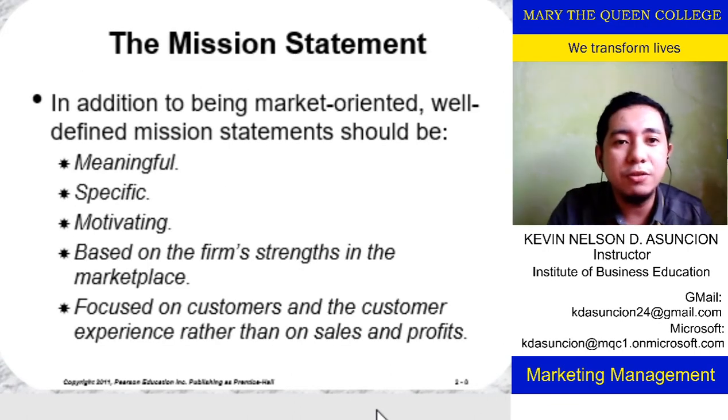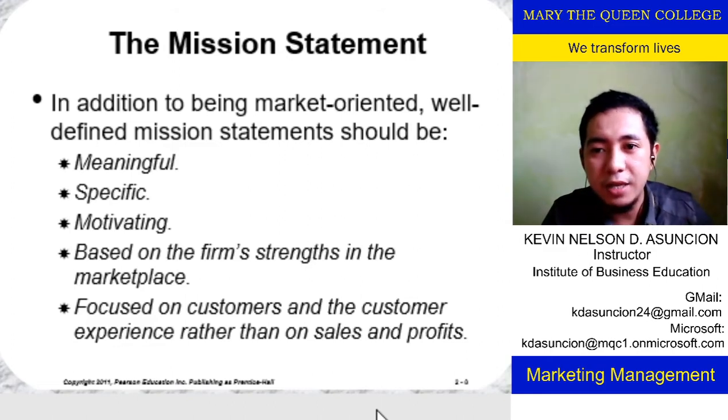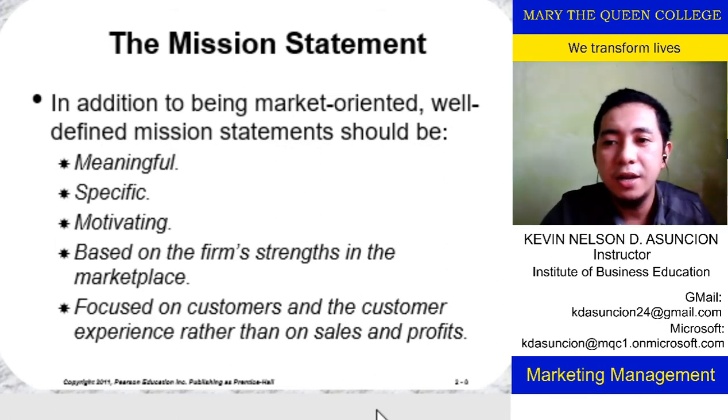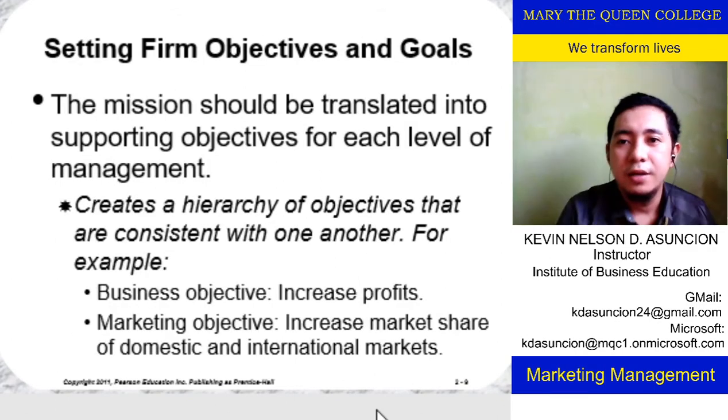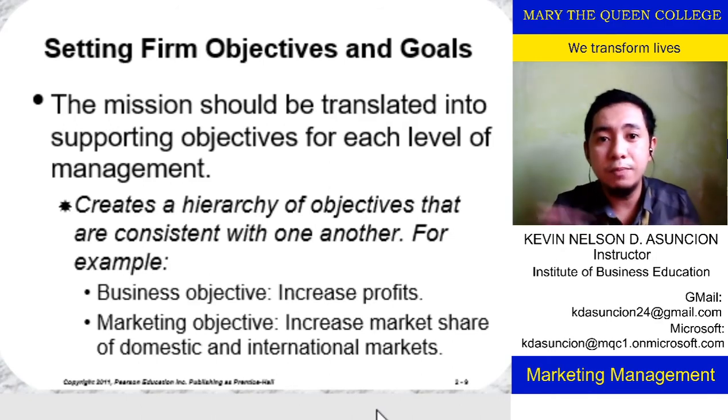Okay. In addition to being market-oriented, a well-defined mission statement should be meaningful. Is that meaningful? Specific, motivating, based on the firm's strengths in the marketplace, and focused on consumer and customer experience rather than on sales and profit. Okay? So, earlier it was the mission statement wherein what kind of business you are.